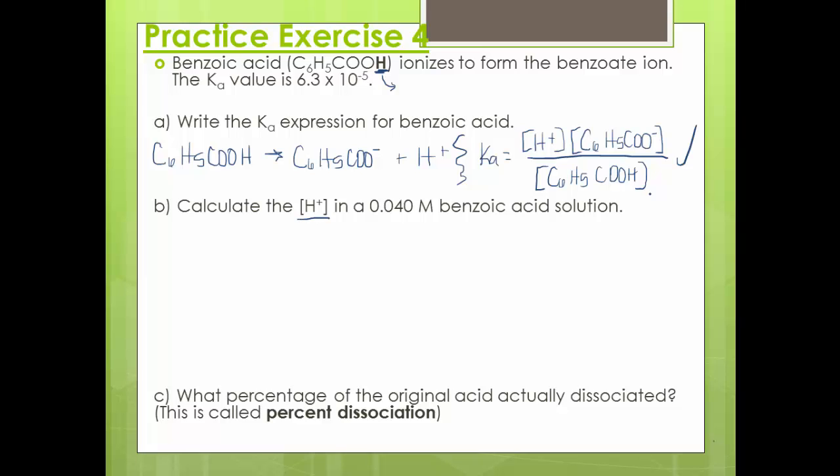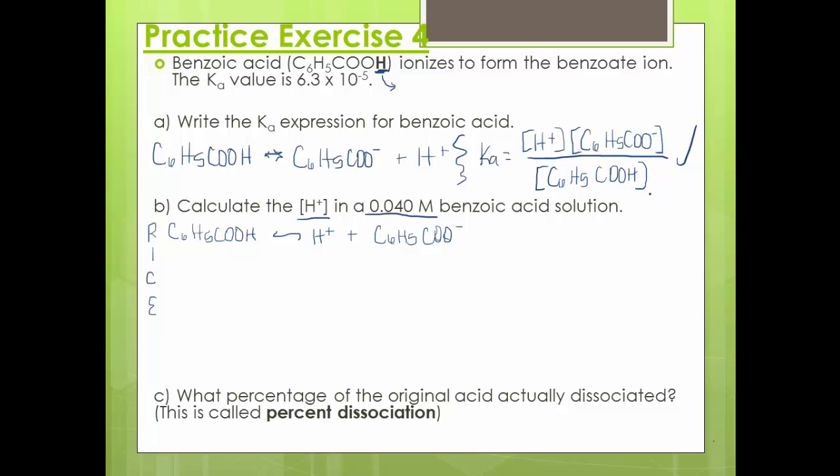Next, calculate the hydrogen ion concentration if the benzoic acid was 0.04 molar. So this is where we get into the rice table. We don't know how much hydrogen is going to be produced. It depends on the K value. So organize your calculations with rice. So we write our reaction C6H5COOH, double arrow, that should be a double arrow, Miss Hammer, produces H plus, and then C6H5COO minus.